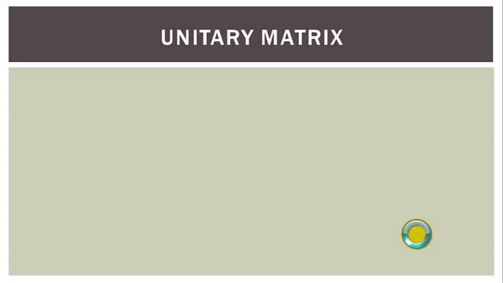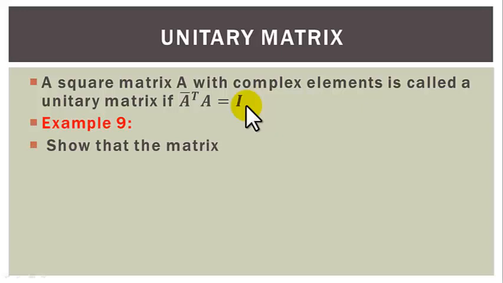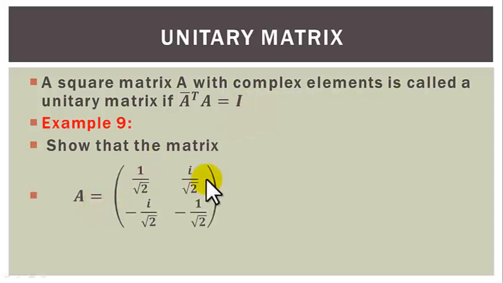Unitary matrix. A square matrix A with complex elements is called a unitary matrix if the product of the transpose of A conjugate and A is an identity matrix I. Example 9. Let us show that this matrix A with complex elements is unitary.